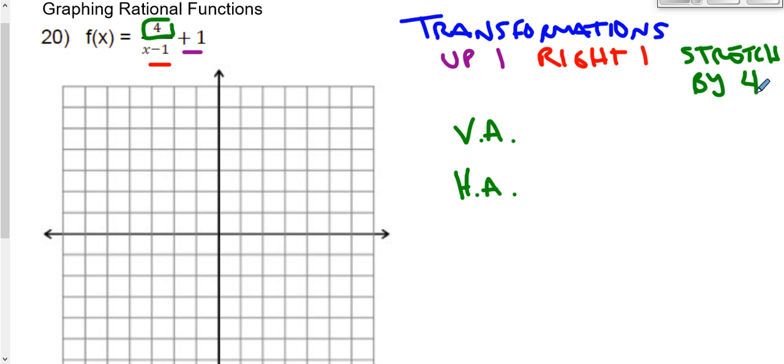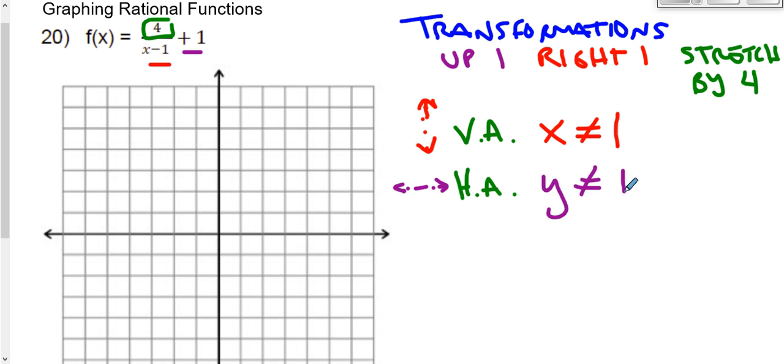Now I can find my vertical and horizontal asymptote. Remember, the vertical asymptote goes up and down. So it's going to be affected by side-to-side movement. I've moved to the right 1 spot, which means my vertical asymptote is going to end up at the x value. X cannot equal 1. It's moved to the right 1 space from 0. My horizontal asymptote goes side to side, so that's going to be affected by up and down movement. I've moved up 1 spot, which means the y value I can't get to is going to move up to the number 1.